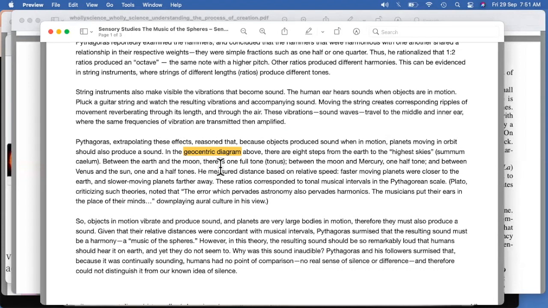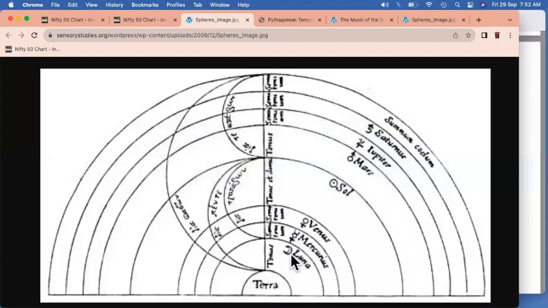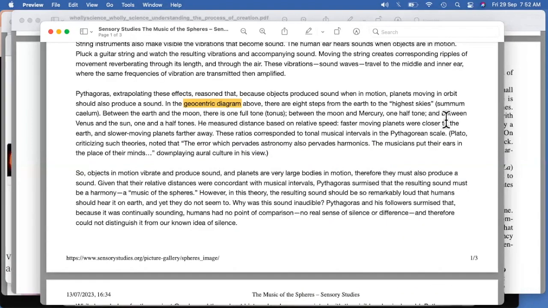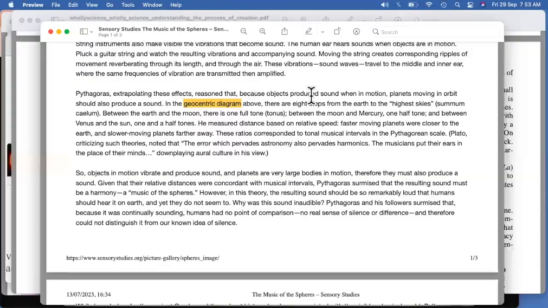Between the Earth and the Moon, there is one full tone, which is called tonus. Between the Moon and Mercury, one half tone. So let's try to understand one by one. This is Earth, and from Earth we have Luna. So this is going to be one tone, or as in the language it is called, tonus. From Luna to Mercury, that is Moon to Mercury, again we have a half tone. And between Venus and the Sun, 1.5 tone. So from Venus to Sun, which is also called Sol, we have 1.5 tone, and this is how the calculation goes.